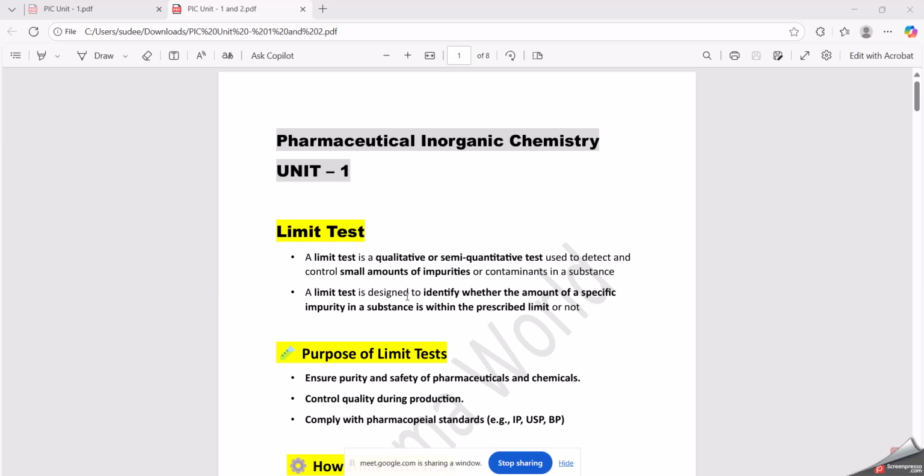The limit test is designed to identify whether the amount of a specific impurity in a substance is within the prescribed limit. So the main aim of the limit test is to find whether the amount of impurity is within the prescribed limit or not. By conducting this limit test we can identify whether there is a higher or lower amount of impurity in the products.